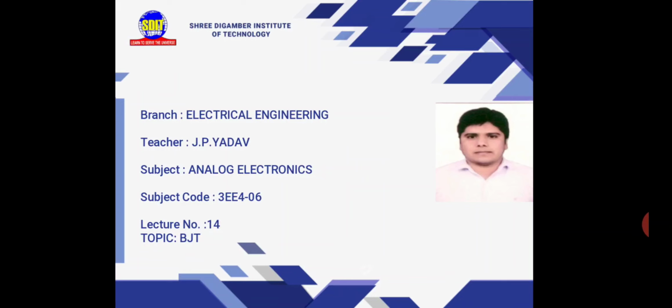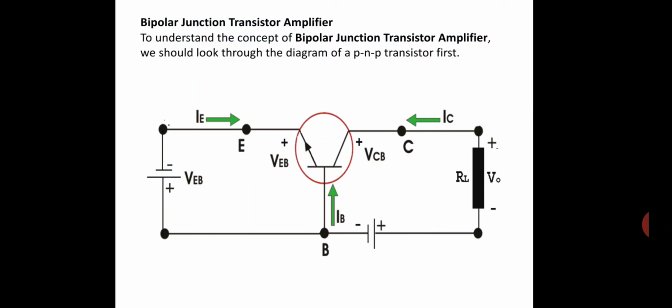Today's topic is BJT. In BJT, we will discuss the construction of BJT, the working of BJT, and the configuration of BJT. So BJT, bipolar junction transistor, is a three-terminal device which is used as a switch and as an amplifier.